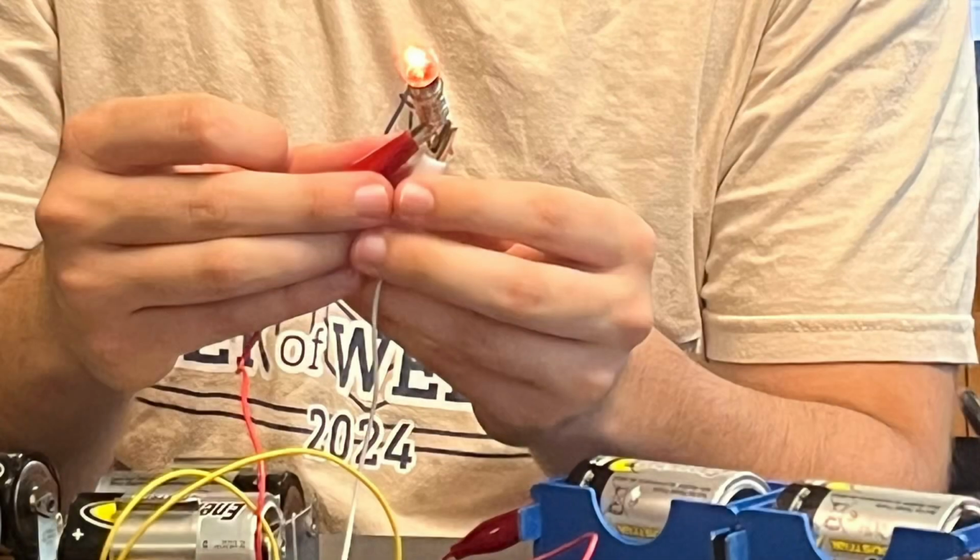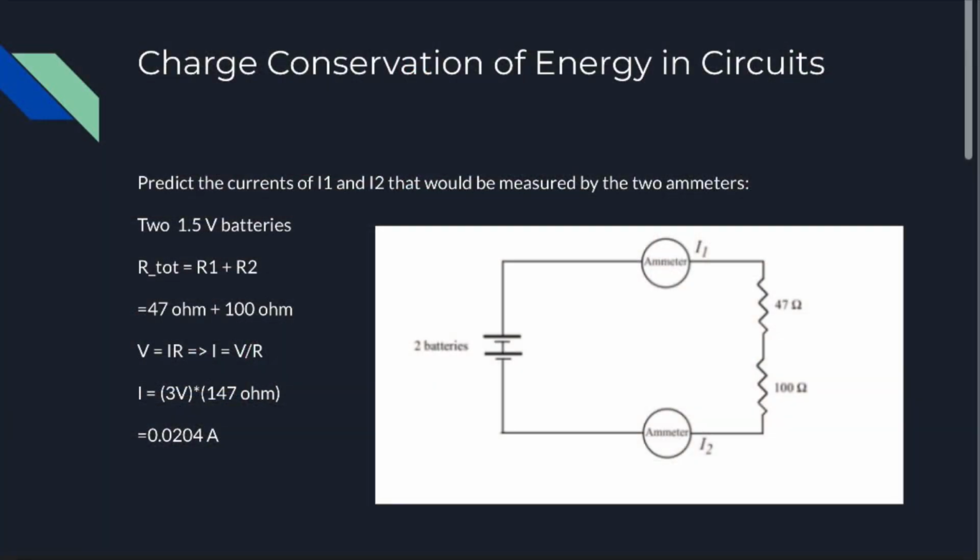Here is a picture of our lab. You can see us using the circuit to light up the light bulb, and then it would dim as the charge negates. Here you can see an illustration of our circuit, and we're going to predict the currents I1 and I2 that we measure in the 2 ammeters. So we have two 1.5 volt batteries. Our total is R1 and R2. We have 47 ohms and 100 ohms.